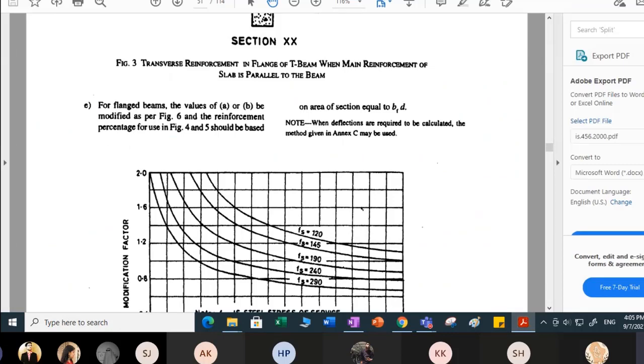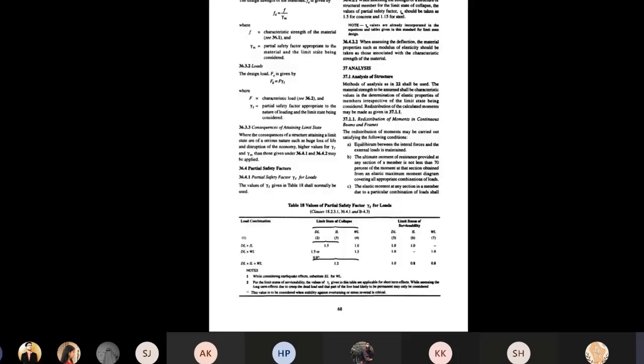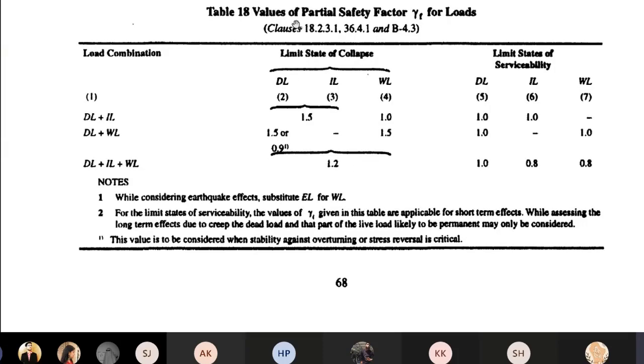It is 1.5. And suppose you are a little bit dubious about it, I suggest I'll show you this provision which is there in the code. Okay, here it is: value of partial safety factor gamma f for loads. You can see dead load plus imposed load. What is the load factor? 1.5. And for what? Limit state of collapse. Whenever you are using dead load plus imposed load, the load factor is going to be 1.5. But if you have dead load plus imposed load plus wind load or earthquake load, then you will consider the load factor as 1.2.